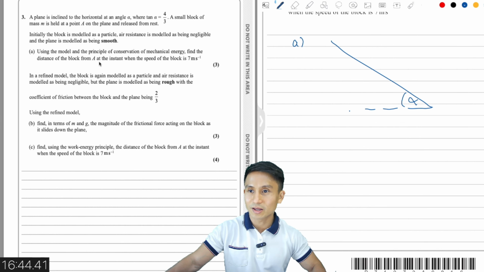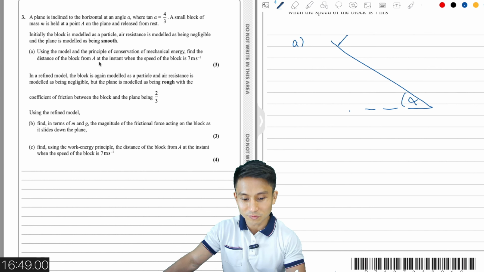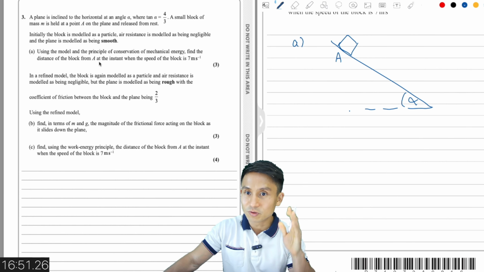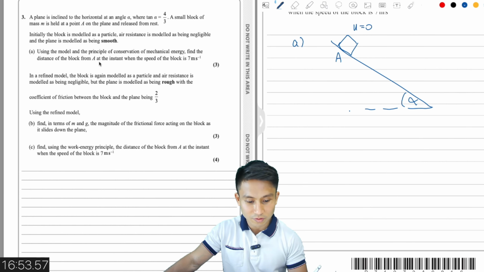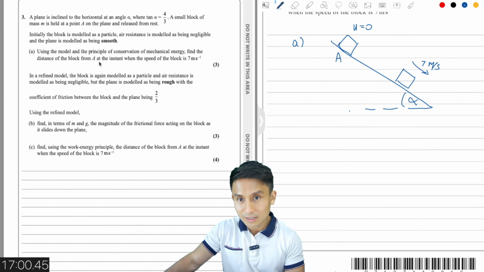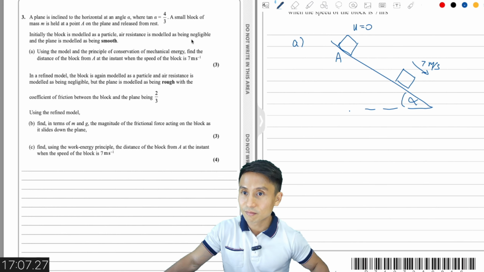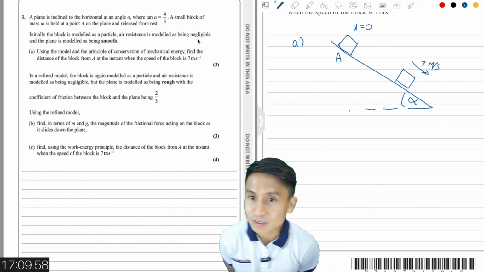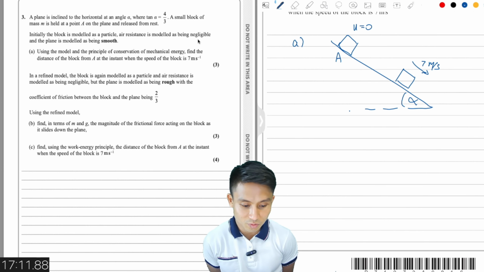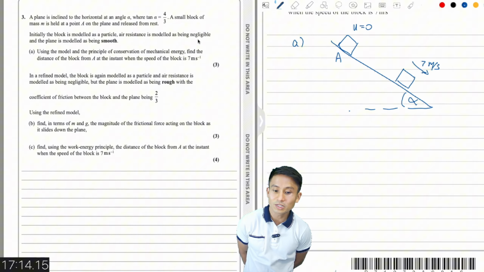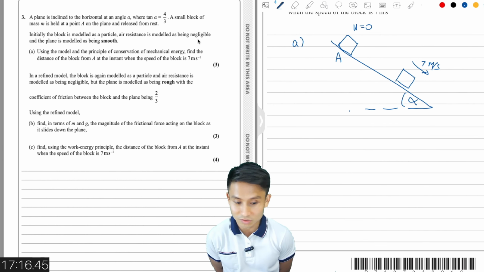Okay. So A is when it's released, right? Okay, so point A is released here, and then released from rest, so this is U equals 0. And then we want to find the distance when it's going at 7 meters per second. That's not too bad. We ignore air resistance, and the plane is smooth? Yep, okay, so there's no friction. So basically just gravitational potential energy changes to kinetic energy.